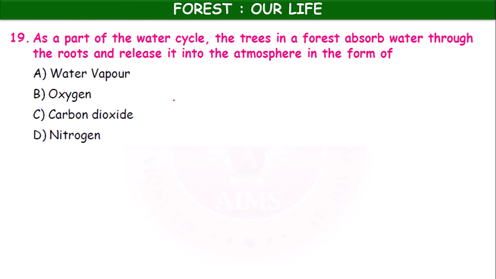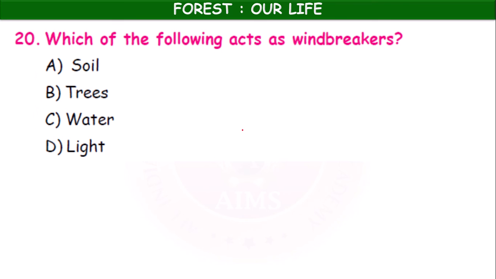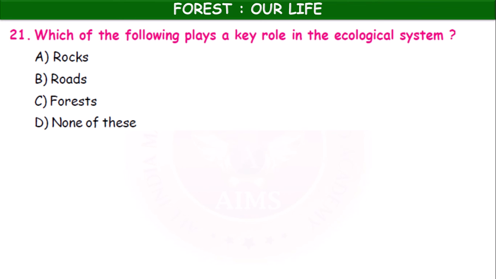As a part of the water cycle, the trees in a forest absorb water through their roots and release it into the atmosphere in the form of water vapor. Which of the following acts as windbreakers? Soil, trees, water, light. Trees. Which of the following plays a key role in the ecological system? Roots, roads, forests, none of these.